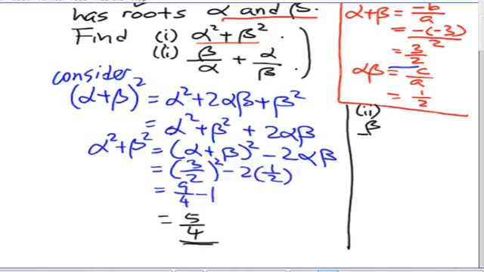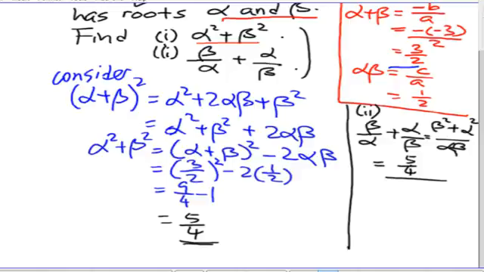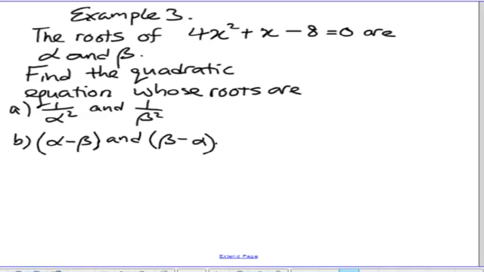So beta over alpha plus alpha over beta. Well, what does that mean? Well, first, let's take the addition of this. So it's beta square plus alpha square over alpha beta. The numerator is just what we have calculated, that is 5 over 4. And the denominator, alpha beta, is half. So in other words, this is 5 over 4 times 2, which is going to be 5 over 2. And here's the answer.